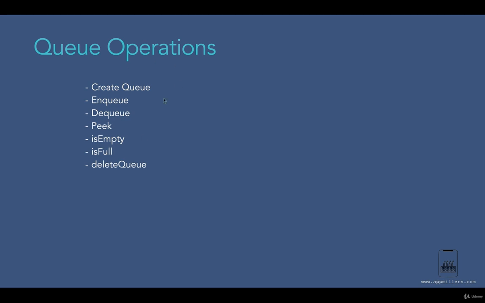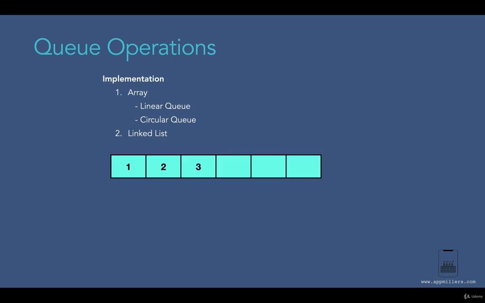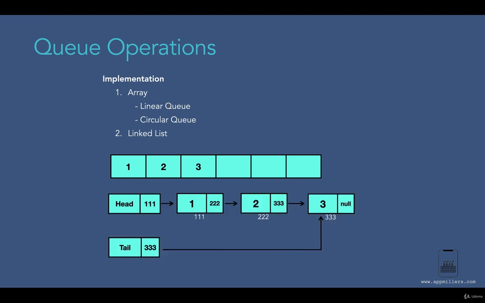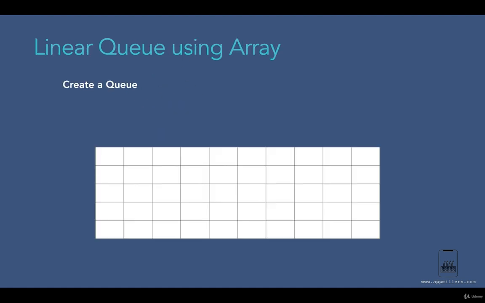Now before going to the details of these operations over here, let's look at how we can implement queue. Now there are two ways of implementing queue, using arrays and linked lists. In case of array we are going to implement linear queue and circular queue, and in case of linked list we are going to implement only linear queue. Now we are going to discuss details of these implementations and we are going to implement them in practice. Now let's get started with linear queue in case of array.